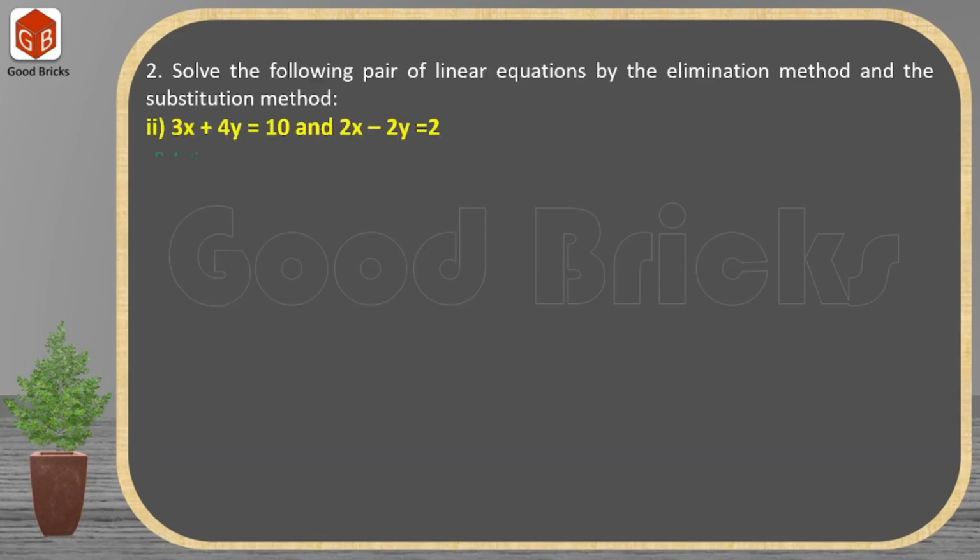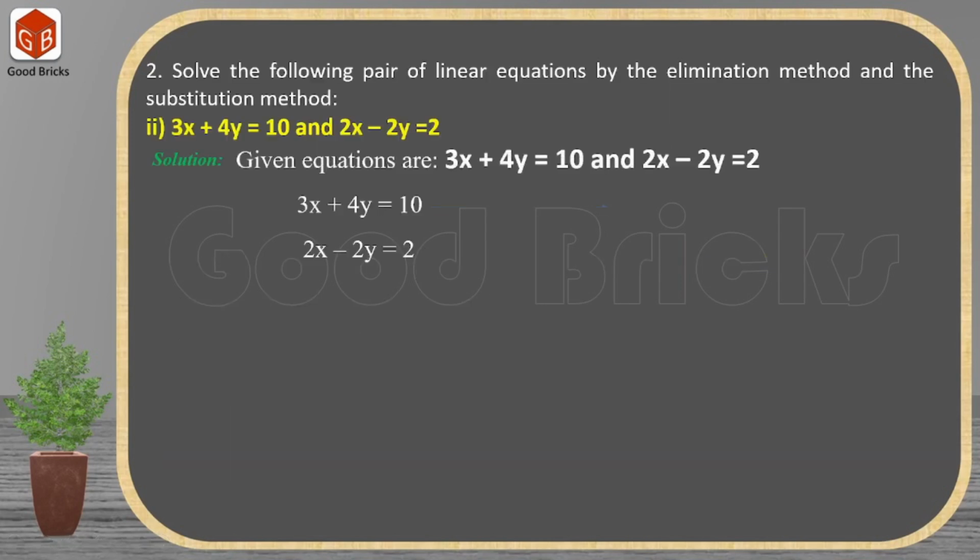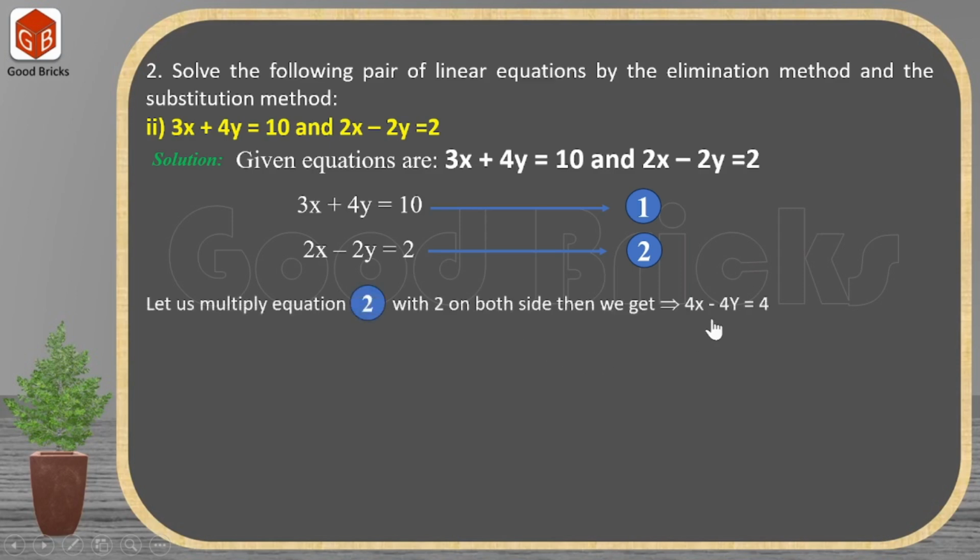Let us now solve one more problem on this elimination method, and here we have two equations. This is equation 1 and this is equation 2. In our previous problem we eliminated the x term. So now let us try to eliminate the y term. To eliminate the y term, we are going to multiply the second equation with 2 on both sides. So you will get 4x minus 4y is equal to 2.